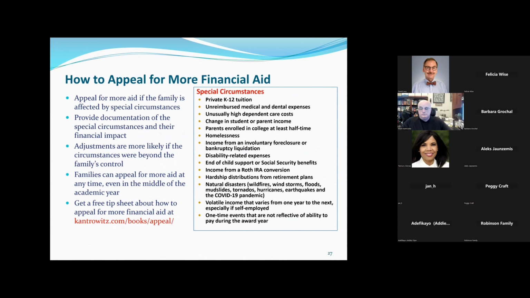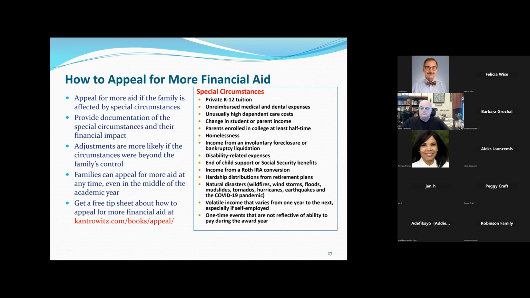The examples you see on the right-hand side are just some examples. They are not an inclusive or comprehensive list. But one of the things we have noticed is that families that have been adversely affected by COVID-19 can write a letter of special circumstances.